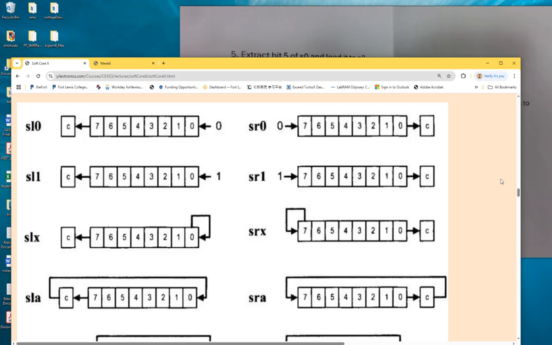What about SR0? No, because it's shifting. It's adding a 0 to the left, which makes sense. You're shifting everything, the 16 bits, to the right, adding 0 to the front, right? Yeah. However, it's shifting the LSB to C. What is C? The carry bit. Okay.